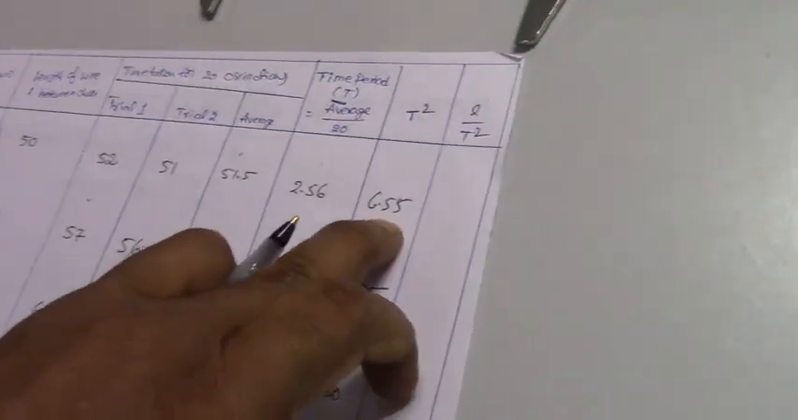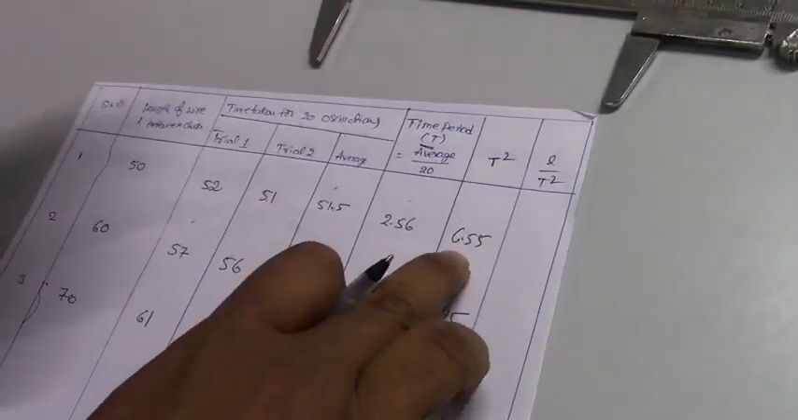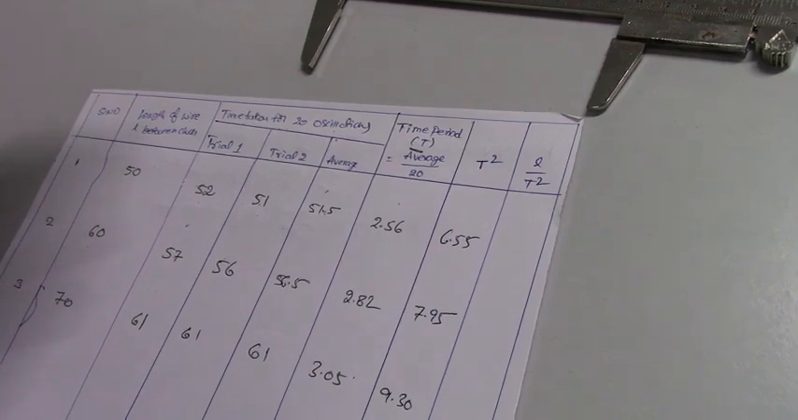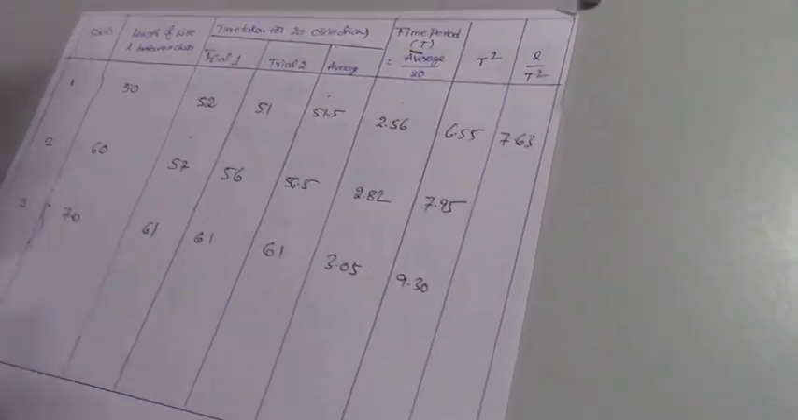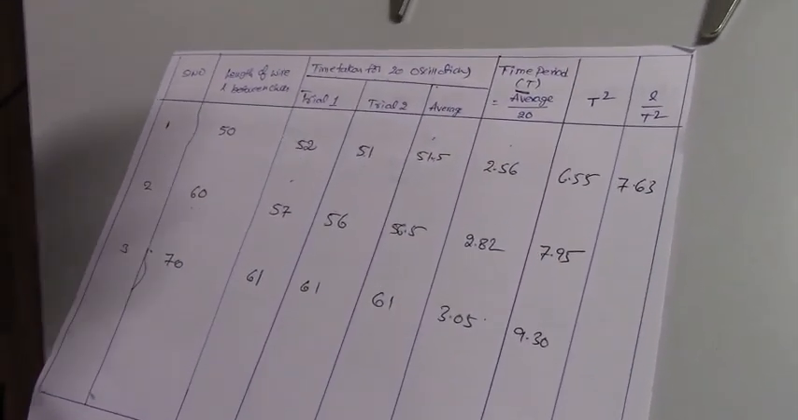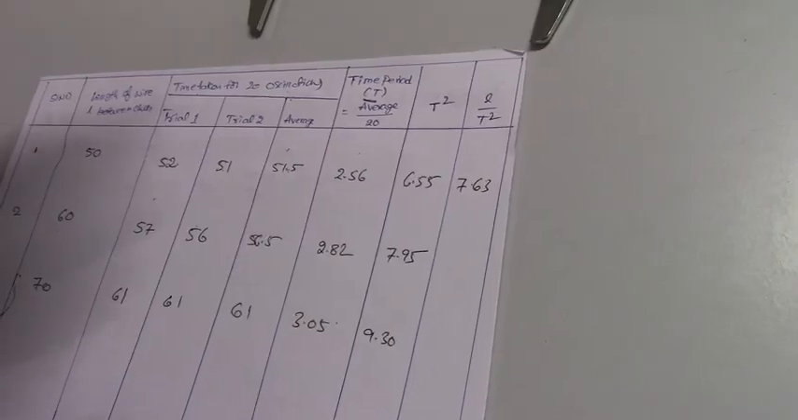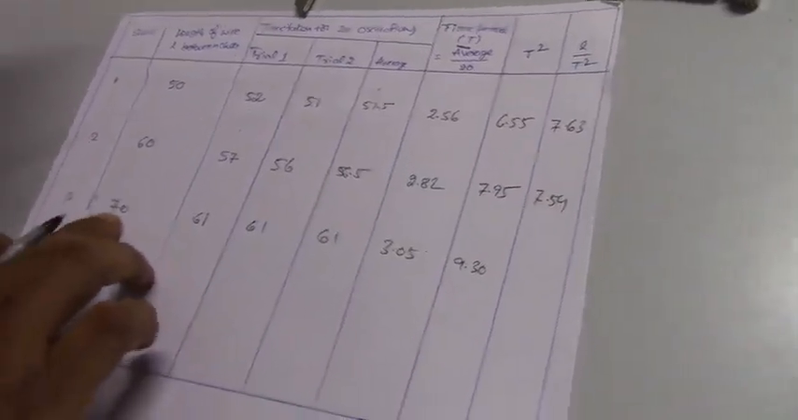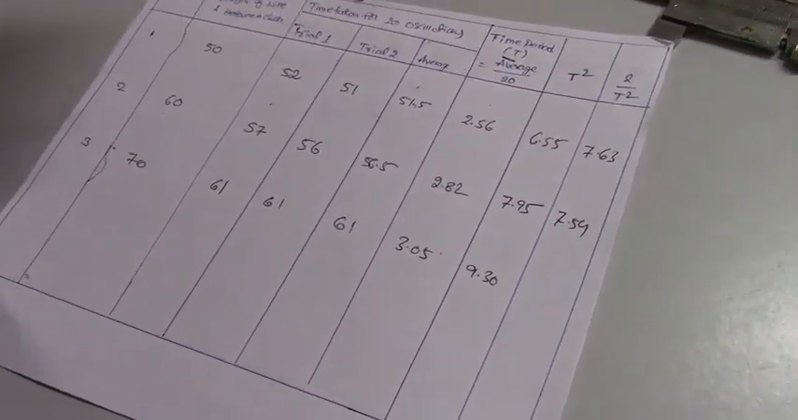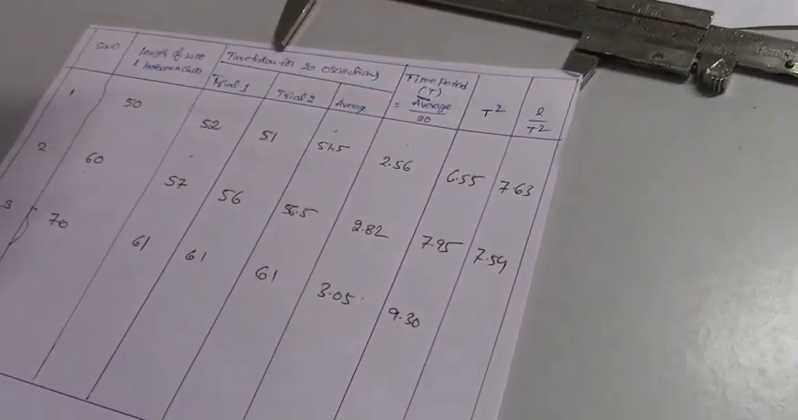Here you know students, for the first reading L value is 50 centimeters, t square is 6.55. So calculate L by t square: 50 divided by 6.55, so it is 7.63. Similarly, calculate L by t square for 60 centimeters. L value is 60 divided by t square value 7.95, which will give us 7.54. And finally, L by t square for 70 centimeters is 70 divided by t square value 9.30, which will give us the value of 7.52.